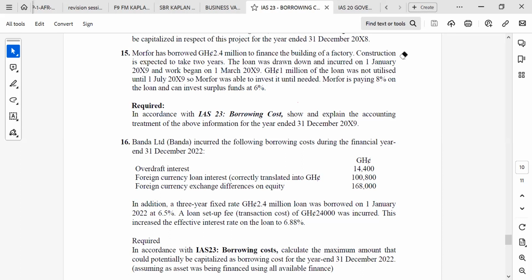Okay. So before you even do any calculation, what are some of the figures that will be capitalized over here? What are some examples of borrowing costs in this particular thing? I think there's overdraft interest. Okay. So overdraft interest will be the first one. What again?